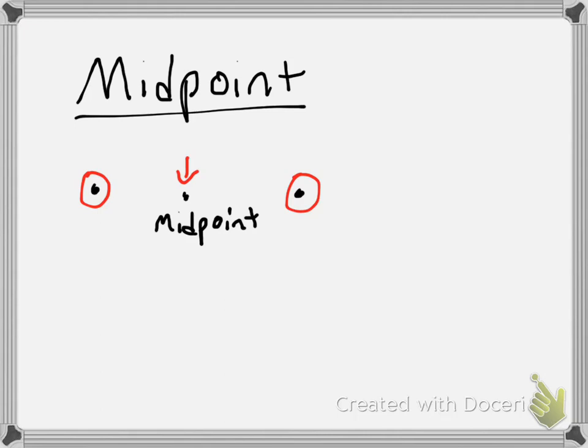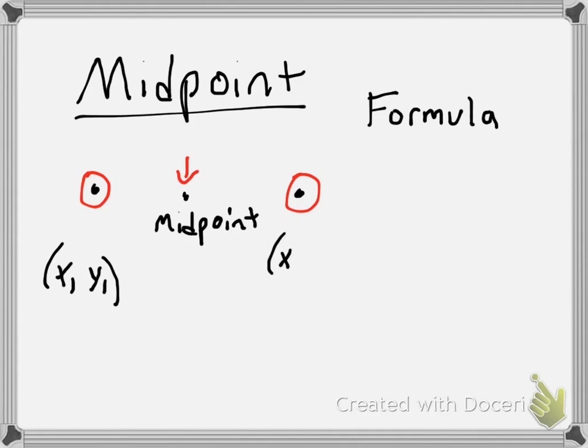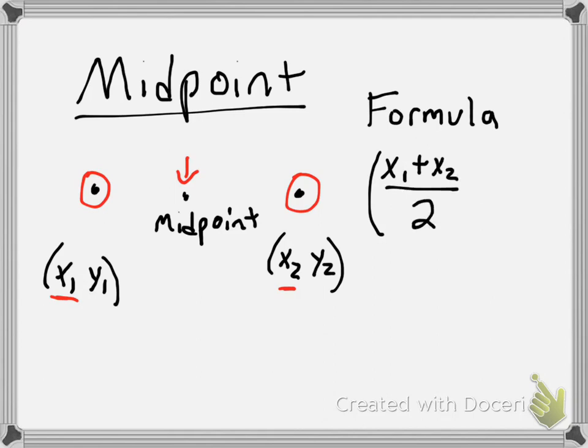Alright, so in order to find the midpoint, your formula: when you have 2 points, I'm going to say this is my x1 and y1, because it's my first x, my first y. And this one is my x2 and y2. To find the midpoint, all you have to do is add your 2 x's together, so x1 plus x2, and then divide by 2 to find the middle.